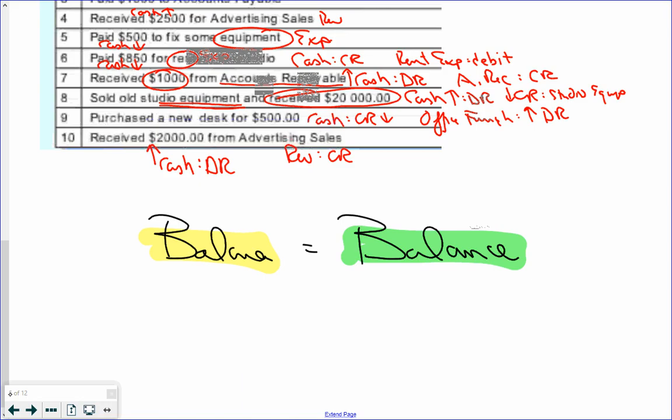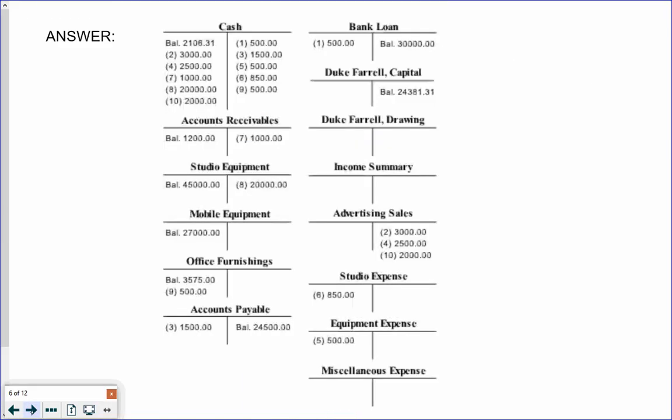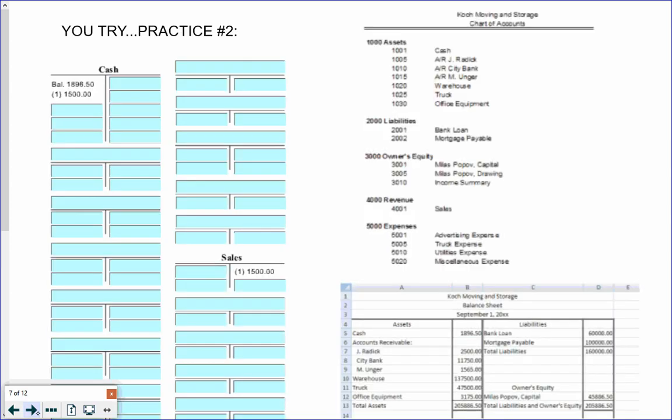Do you have any questions on that? Okay, so that's the full workup of all the answers. So my question to you is this. Do you want to do another practice, or do you think you want to attack the assignment? Assignment? Okay, so skip over that next page.